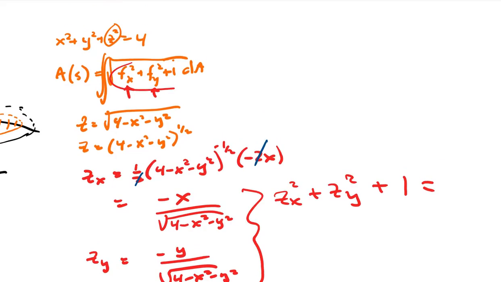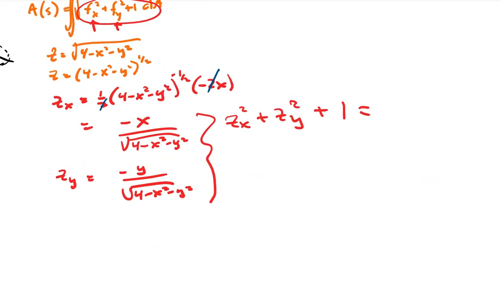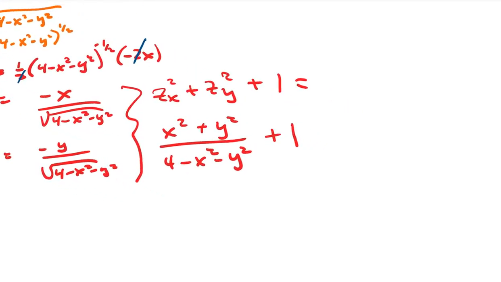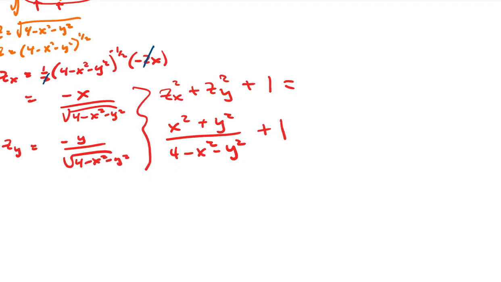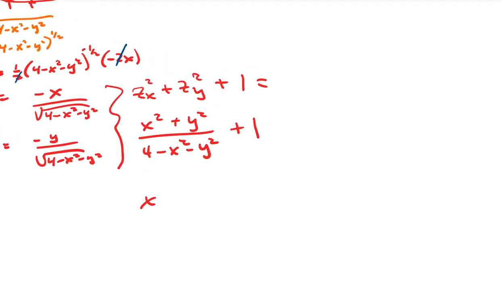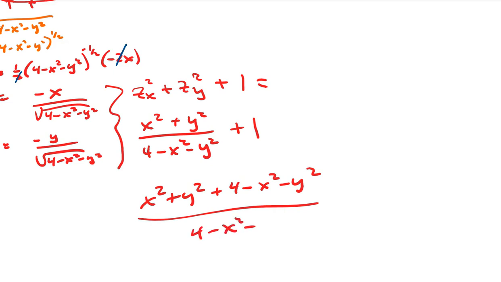I'm just taking care of what's inside the square root. That will be x squared plus y squared over this. Now, when I square the bottom, I get 4 minus x squared minus y squared, and then I add this 1 here. All right. So at this point, we can bring r into it. Well, let me combine these up. Now this becomes x squared plus y squared plus 4 minus x squared minus y squared all over 4 minus x squared minus y squared.